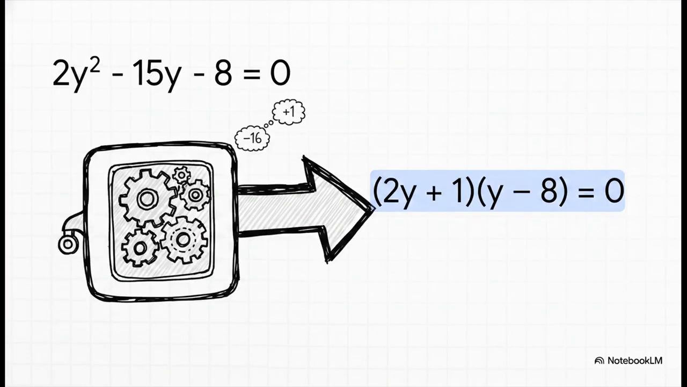Now factoring is usually the quickest way to solve a quadratic like this. We're looking for 2 numbers that multiply to make minus 16, that's 2 times minus 8, and add together to make minus 15. A little bit of trial and error shows us those numbers are minus 16 and plus 1. So when we factorize, we get 2 brackets, 2y plus 1 and y minus 8, all equal to 0.